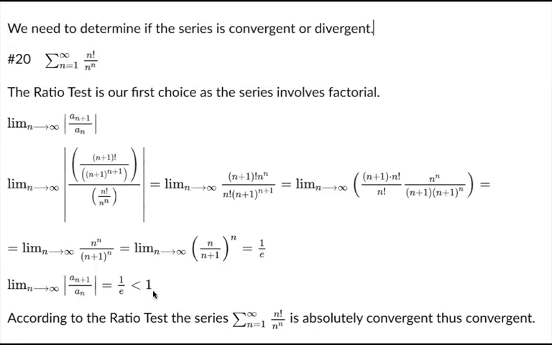The ratio test states that if we get a value of that limit less than 1, then the series that we examined is convergent. So according to the ratio test, the series is absolutely convergent, thus convergent.